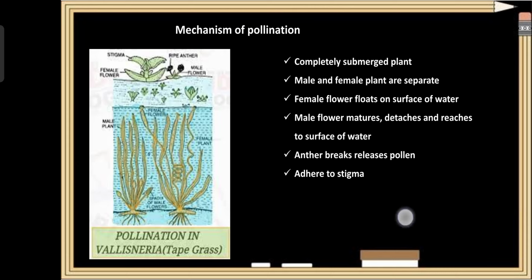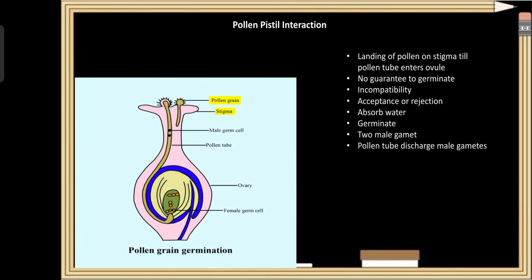Now, let's study the pollen-pistil interaction. What is pollen-pistil interaction? Pollen-pistil interaction is a series of events from landing of the pollen grain on the stigma till the pollen tube enters the ovule. It is a number of steps, right from the landing of the pollen grain on the stigma up to the pollen tube entering the ovule.